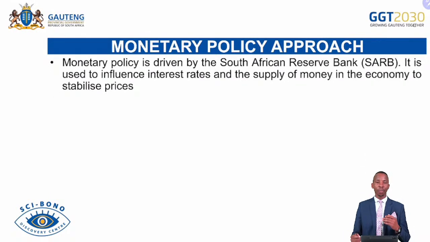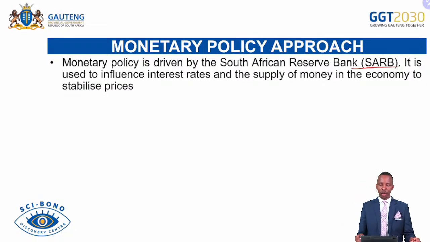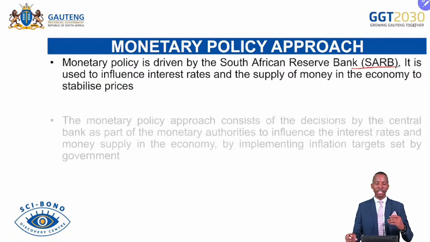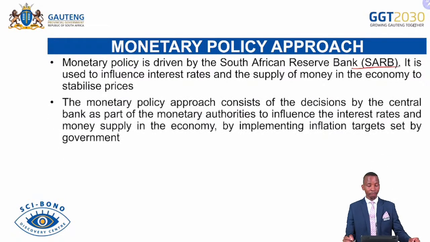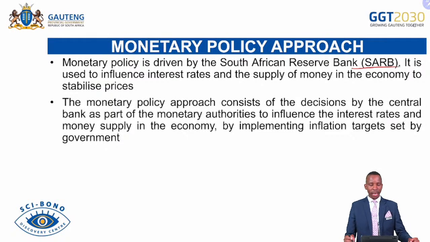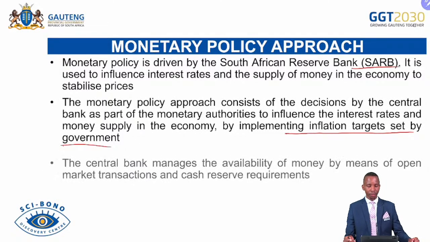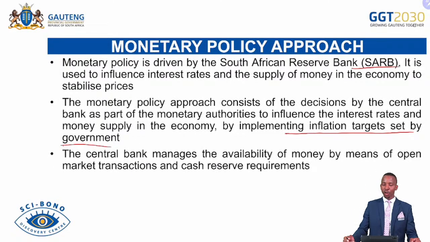So basically, monetary policy. We know that monetary policy is the policy by the Reserve Bank, which is mainly aiming at influencing interest rates to stabilize or control money supply as well as prices within the economy. It is there to ensure that prices are not increasing beyond the target. The monetary policy approach consists of decisions by the central bank as part of the monetary authorities to influence interest rates and money supply in the economy by implementing the inflation target set by the state, which is between 3 to 6%. The central bank manages the availability of money by means of open market transactions and cash reserve requirements.